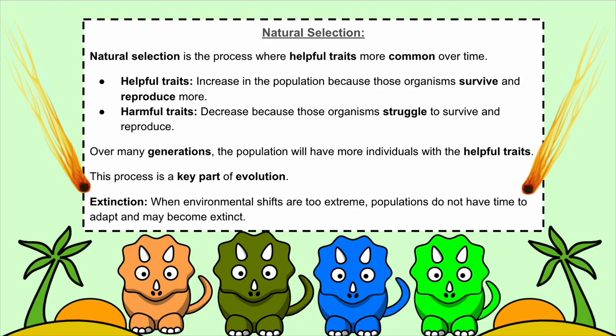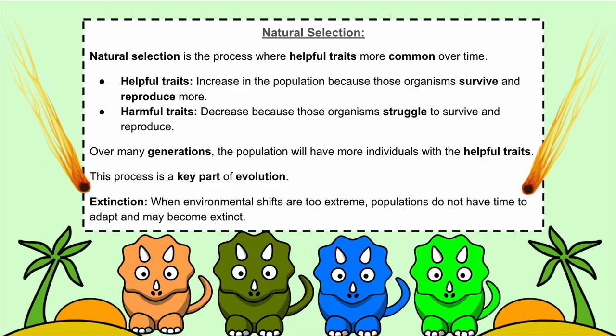This brings us to natural selection, one of the coolest ideas in biology. Natural selection is the process where helpful traits become more common in a population over time. Traits that help increase because those organisms survive and have more offspring. Traits that hurt decrease because the organisms that have those traits struggle to survive and have fewer offspring.